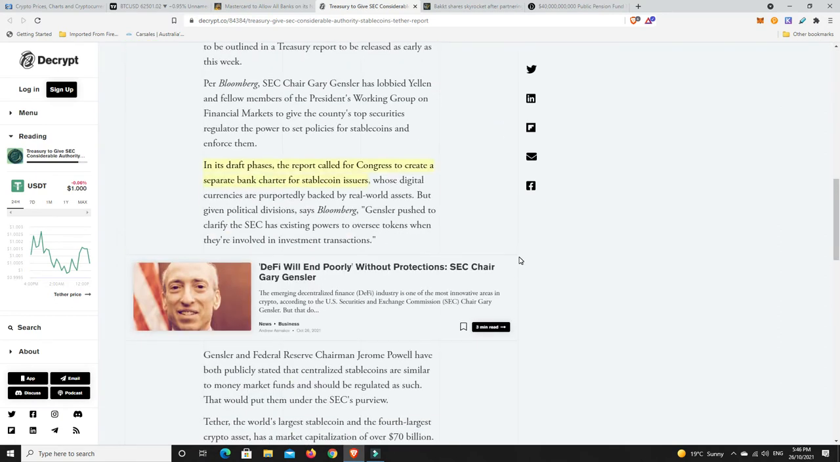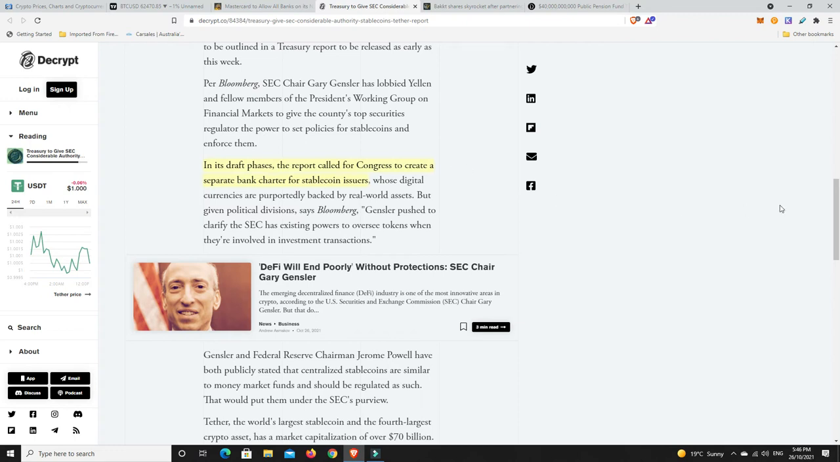Now, they did say here that currently it's in a draft phase, and the report called for Congress to create a separate bank charter for stablecoin issuers. And I think that's probably the good way to go. Again, don't try and fit this new technology into old rules. We probably need to come up with new rules for this new technology that can be at least somewhat based around previous principles, but it can't be the same.